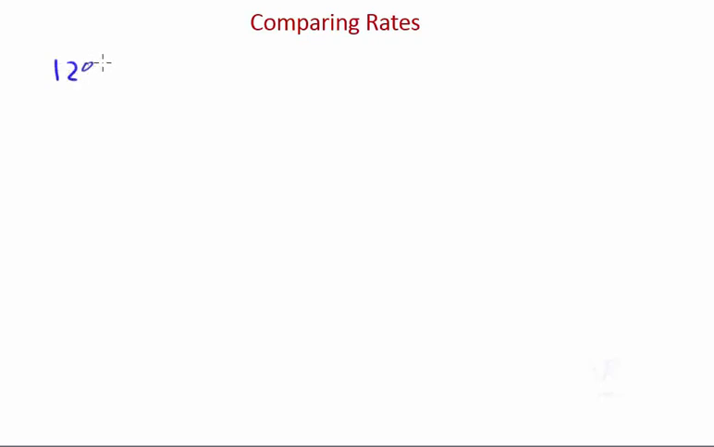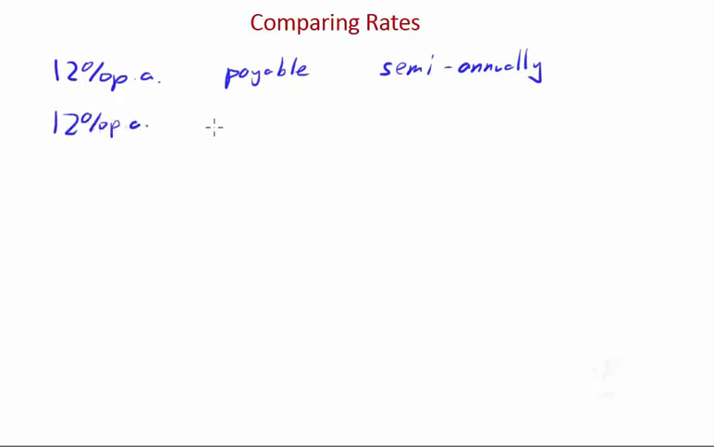So let's look at 12% per annum, and let's say it's payable semi-annual. And let's say you got 12% per annum payable monthly. Which one is offering a better return? You would say 12% per annum payable monthly. Now why would you say that?